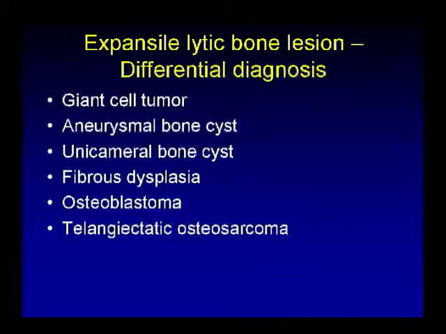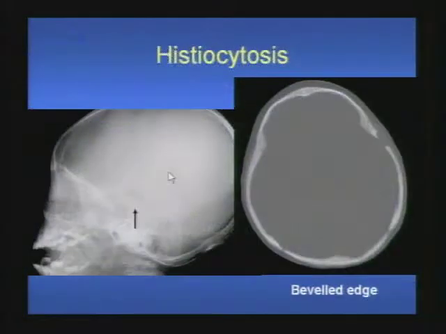Fibrous dysplasia should be another differential. Osteoblastoma is an uncommon differential diagnosis. Very rarely, osteosarcoma can present as telangiectatic expansile lytic lesion. Histiocytosis is an important condition in children, and it can have varied presentation, and it is considered to mimic almost anything and everything in pediatric skeletal cases.